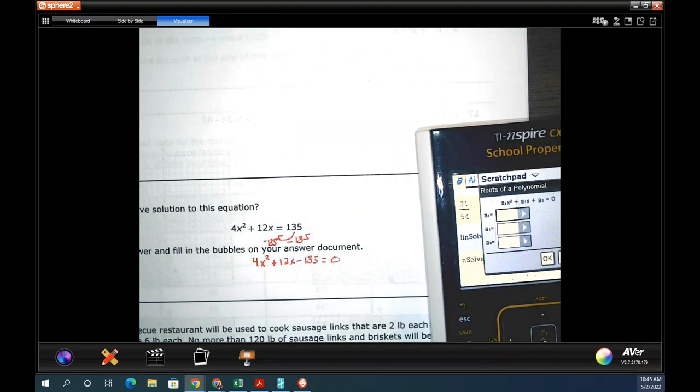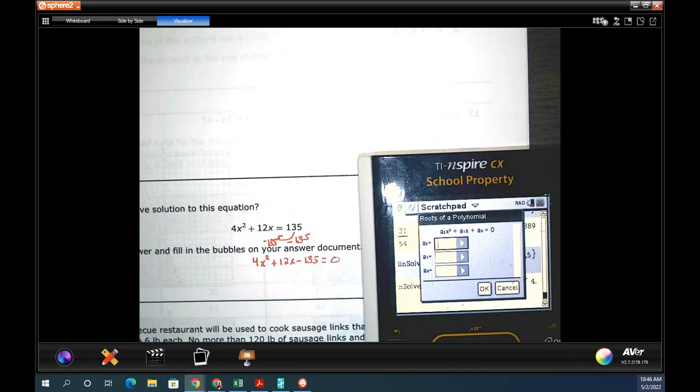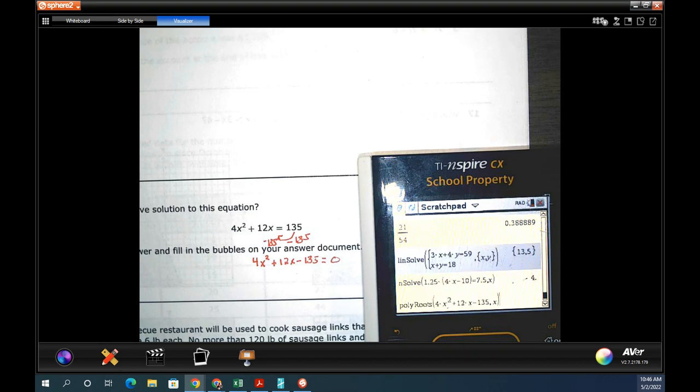Now, what you have to know is what A, B, and C are. What's A equal to? 4. So hit 4 and down arrow. Don't hit enter. What's B equal to? 12. Hit the down arrow. Now, what's C equal to? Type in -135 right there. Go down to OK, hit OK. Check the equation, make sure it's correct. Then all you got to do is hit enter.